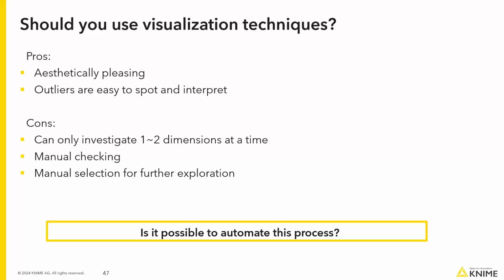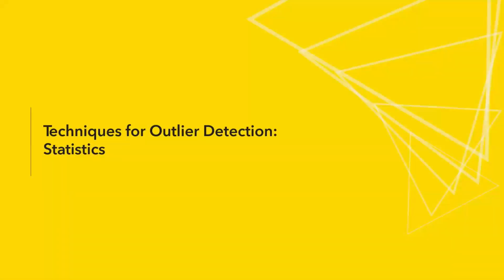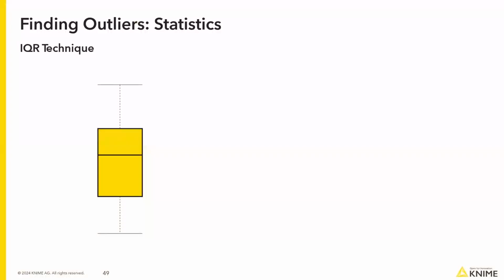So there are, of course, ways to automate this process. And the first option is to use statistics methods. And this is the only option that we will have a look at today. As I mentioned earlier, there are other options such as clustering, machine learning, and deep learning. But today we just have a brief look at this simple option to detect the outliers. And one technique is called the interquartile range technique.